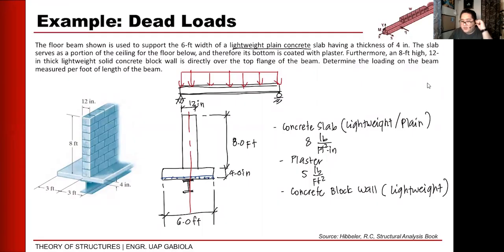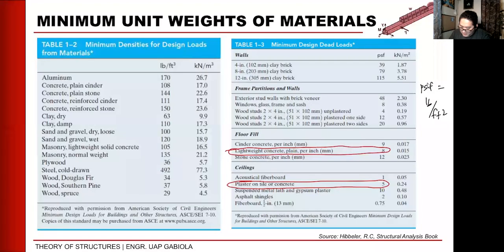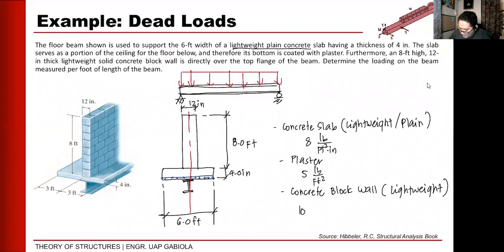Okay? Then last is yung concrete block wall natin. So, punta tayo dito sa table ulit. Yung sa wall is meron siya is for brick lang. Okay? And then for partition and wall, wala dito. So, pupunta tayo dito ngayon sa minimum densities natin. And nakalagay dito, meron dito masonry, lightweight solid concrete. Okay? So, since wall yun, masonry tayo. So, 105 pound per foot cube. Okay? So, ito yung gagamitin natin. So, 105 and yung unit niya is foot cube.